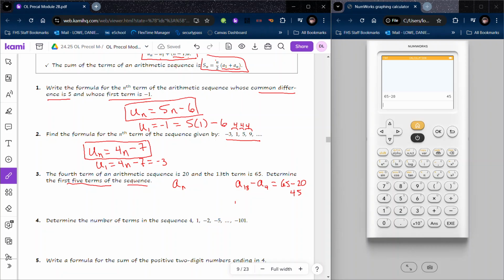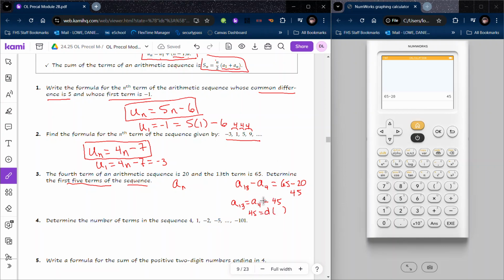So what does that mean? Well, I know that my 13th term will be my fourth term, right, plus 45. I also know that 45 has to be my common difference multiplied a certain number of times.